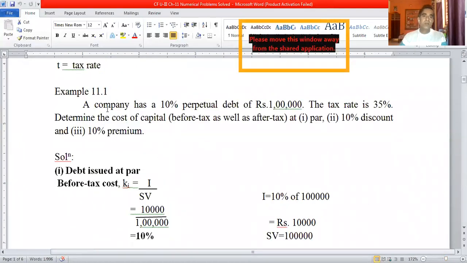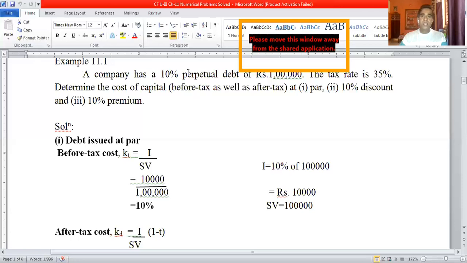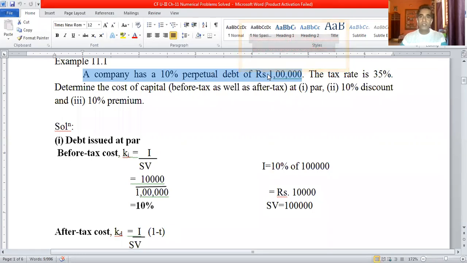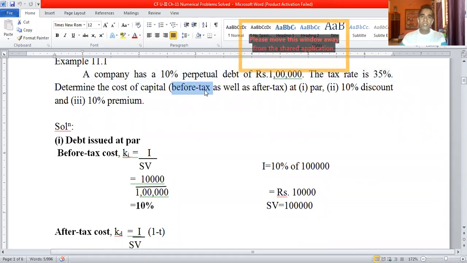Example 11.1: a company has a 10% perpetual debt of 1 lakh rupees. Perpetual means irredeemable; the principal amount will not be repaid to the debenture holder. The tax rate is 35%. Determine the cost of capital, before tax as well as after tax, if the debentures are issued at par, meaning at the face value, or at 10% discount.